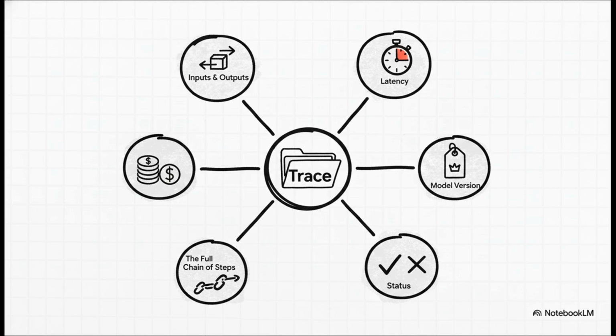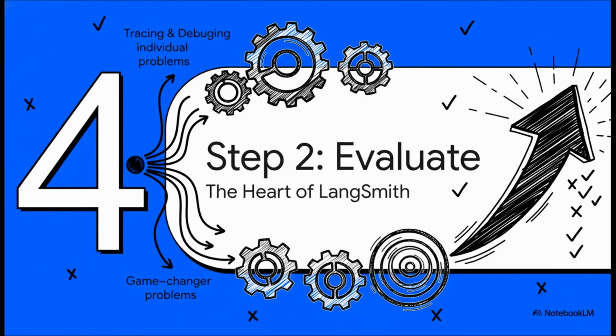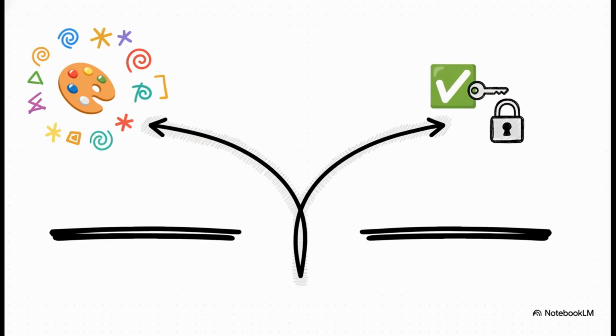So if something suddenly takes 10 seconds, you can just drill right down and see exactly where the bottleneck is. Now, tracing is fantastic for debugging one-off problems. But the real game changer, the feature that many would say is the absolute key strength of LangSmith, is its evaluation suite. This is how you go from just fixing single errors to systematically guaranteeing the quality of your entire application.